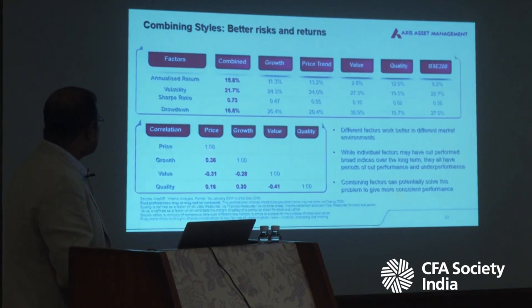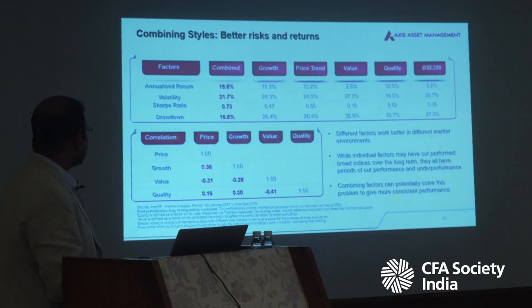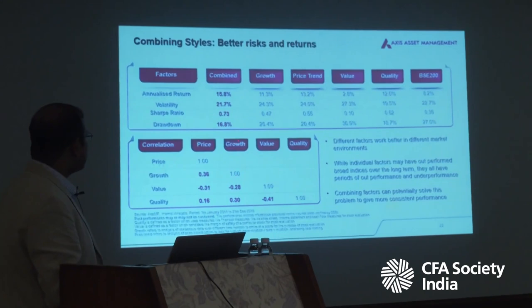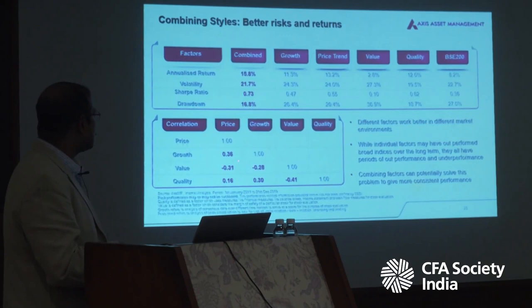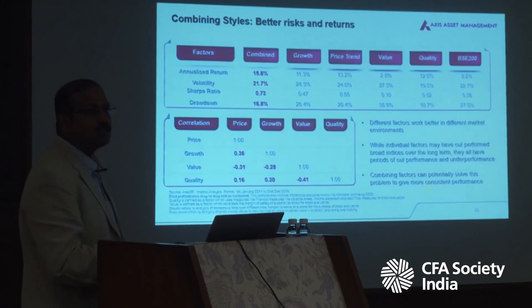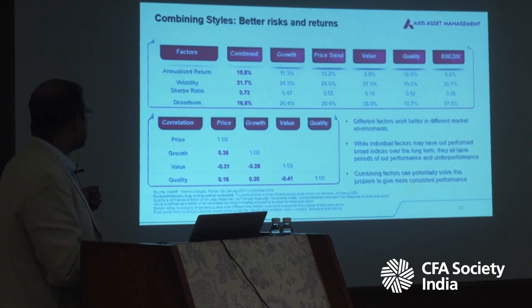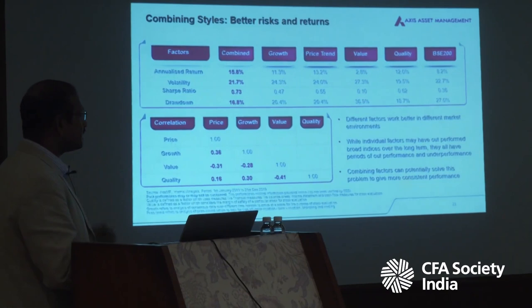That happens because the correlation of these styles is pretty low. The highest correlation, as you can see, is between growth and price, which is 0.36. Now, the value correlations are negative, but I'll put that caveat out there because value didn't work over the last decade. So it could be largely just the last decade that caused that correlation to be as low. Typically, if you look at longer term cycles, the correlation tends to be positive, but the number tends to be small, but it is not negative. But over 2010 to 2020, for whatever reasons we can discuss in detail, value underperformed substantially, which causes these correlations to go down.